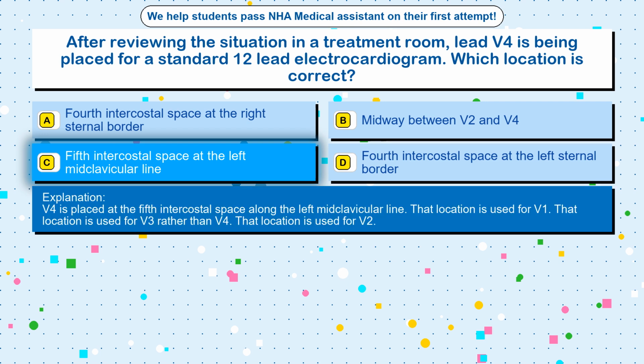V4 is placed at the fifth intercostal space along the left midclavicular line. That location is used for V1. That location is used for V3 rather than V4. That location is used for V2.